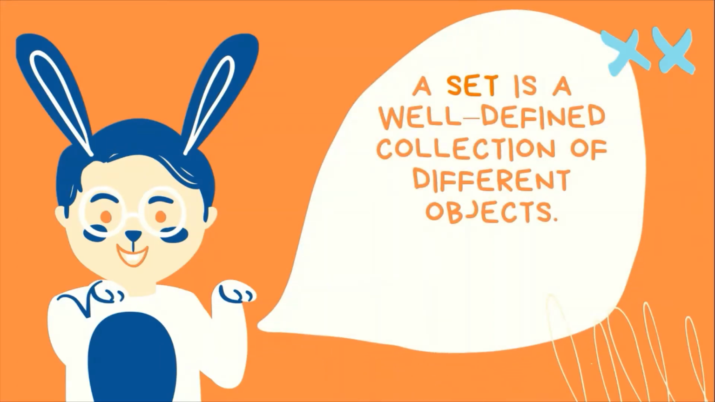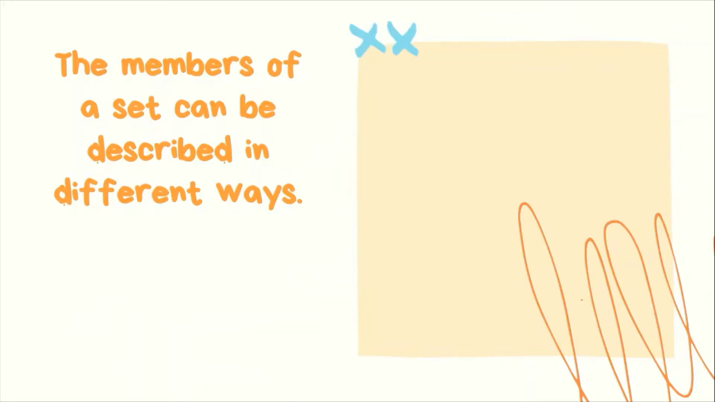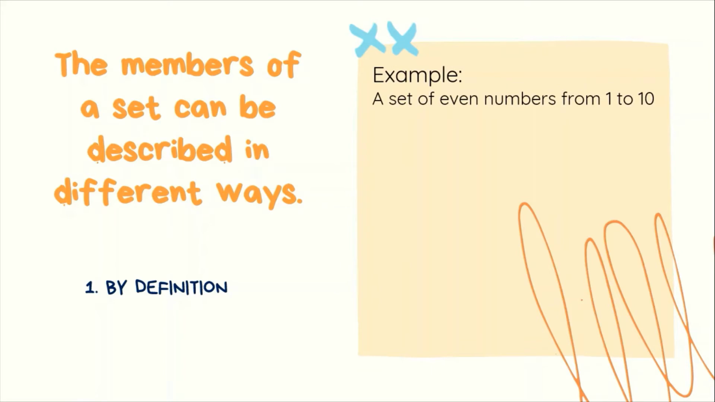A set is a well-defined collection of different objects. Any objects, such as numbers, people, letters of the alphabet, and symbols that share a common characteristic can make up a set. The members of the set can be described in different ways. First, by definition. An example of a set is a set of even numbers from 1 to 10.